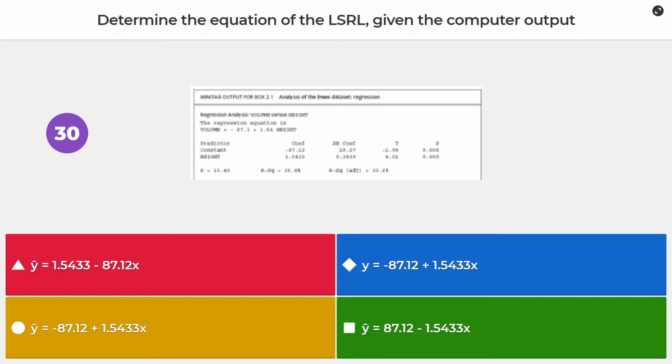Okay. So this question is determine the equation of the LSRL given the computer output. During the AP multiple choice test, you are probably going to be given an output like this. Right now in Unit 2, you don't want to worry about the other numbers except for the coefficients.